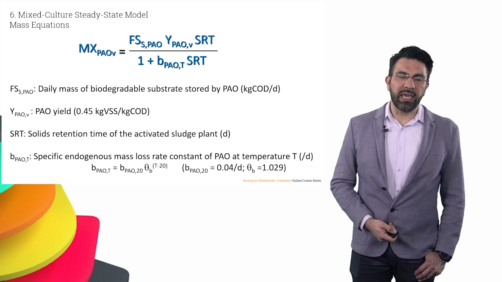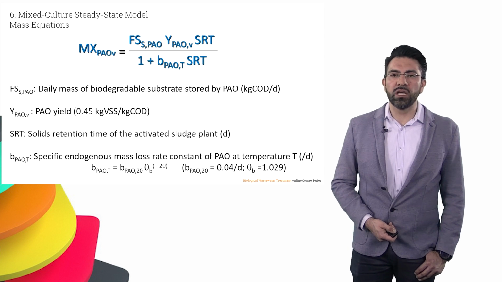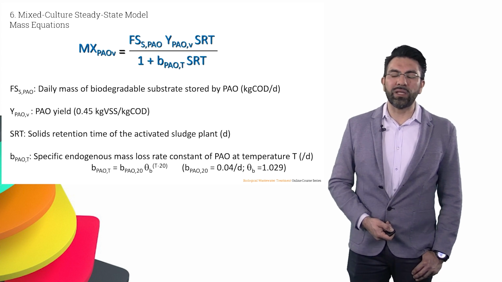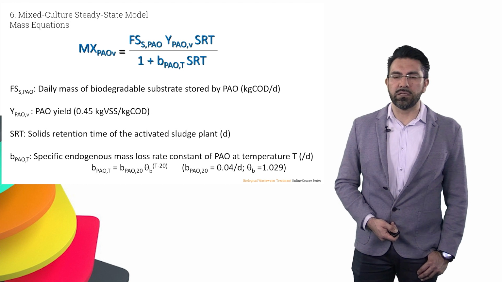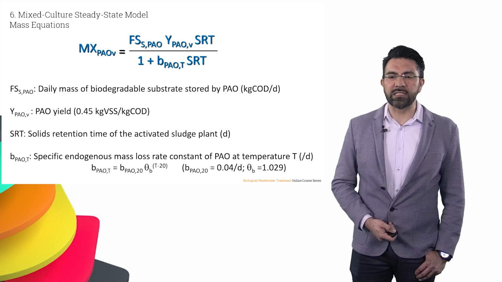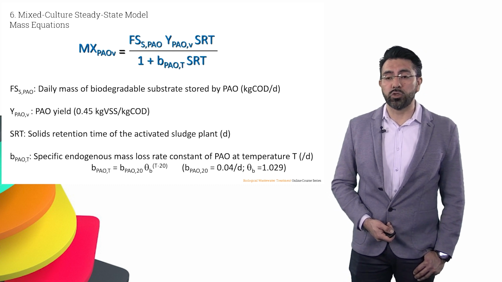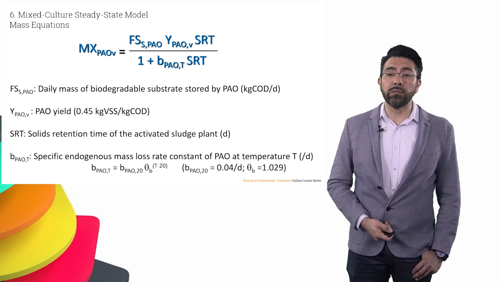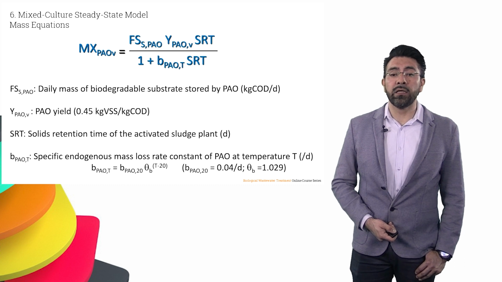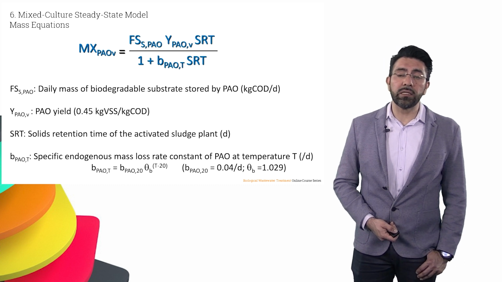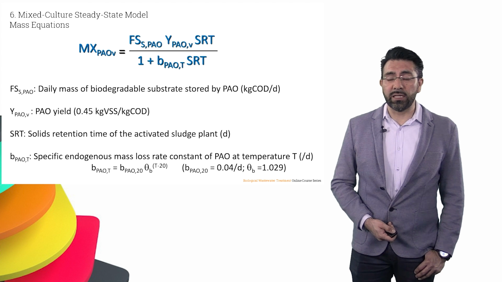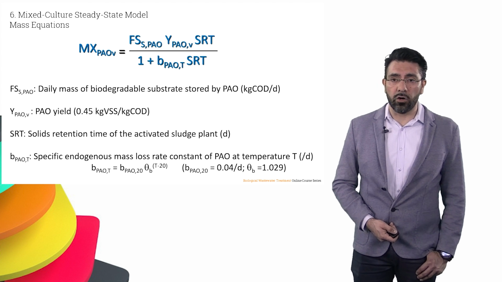microorganisms. For the PAOs compared to the OHOs, their endogenous mass loss rate at 20 Celsius degrees is lower. In this case, it has a value of 0.04 with a similar theta B factor of 1.029. And these factors can be used to estimate that endogenous loss rate at any temperature that is required for the design of the system.